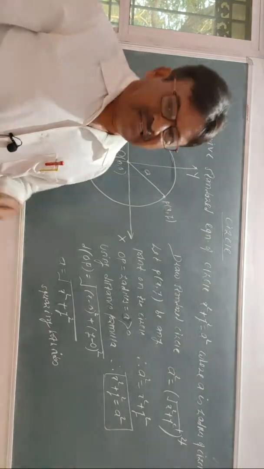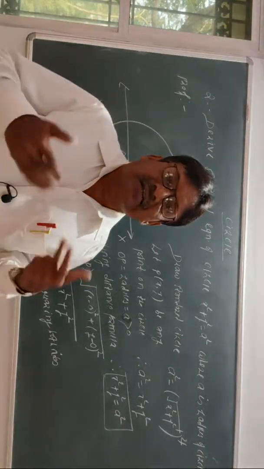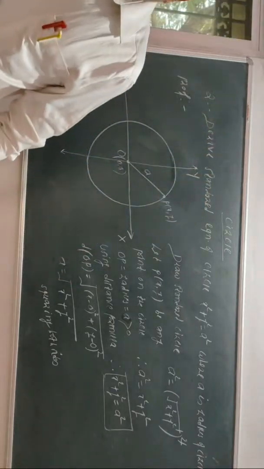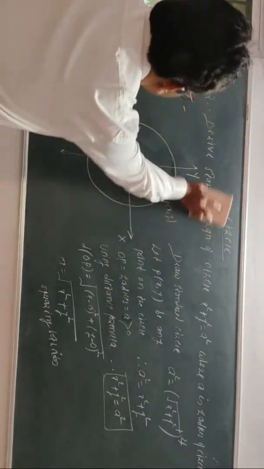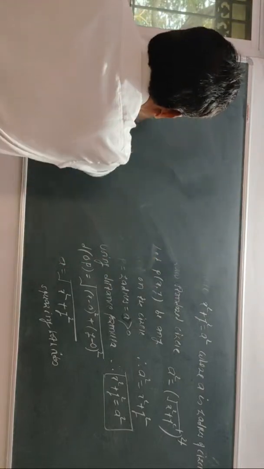Next we prove the second form, that is the center radius form of circle. That is the second equation of the circle. So we prove here the center radius form of circle.